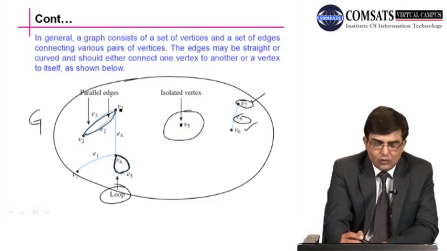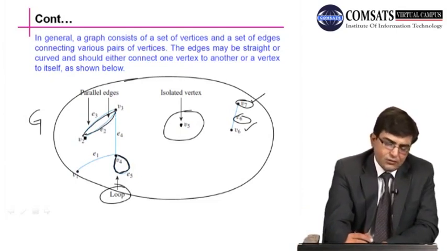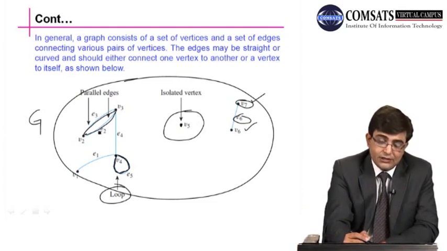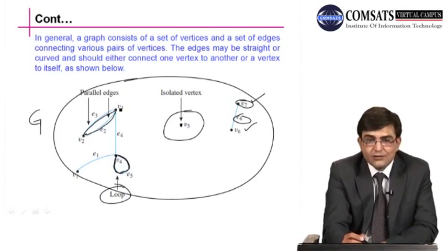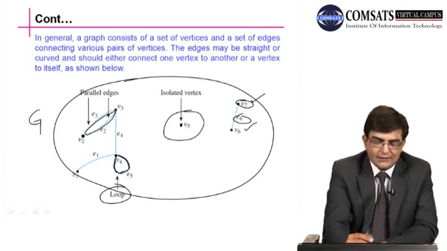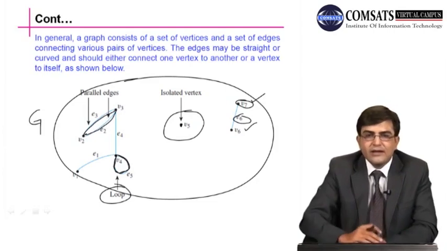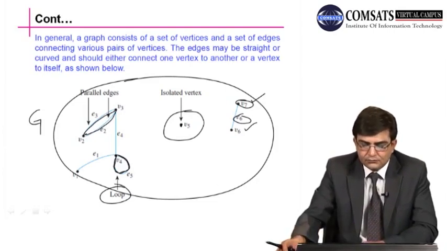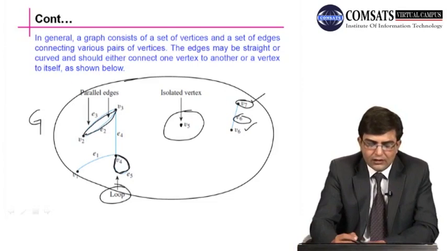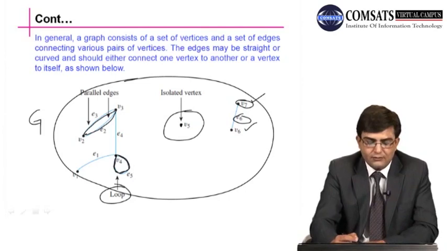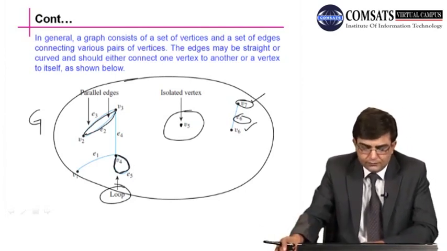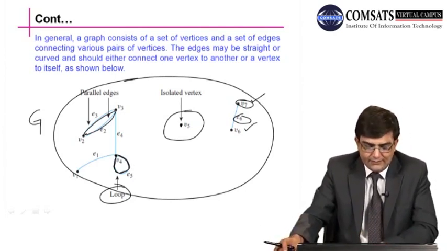For example, here E2 is incident on V2, E2 is incident on V3. Similarly, E3 is incident on V2 and E3 is incident on V3. As these two edges are incident on the same endpoints, therefore they are called adjacent edges. For example, here E4, E5 are incident on V4. They are incident on V4 and they are also adjacent edges.